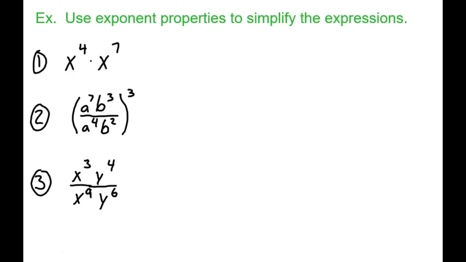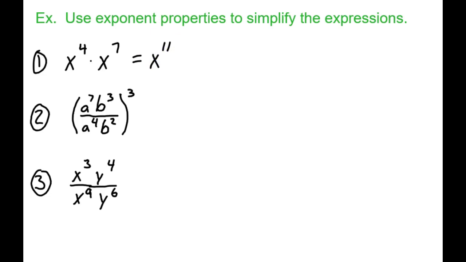Now we're going to go through a few examples applying those various properties we just went through. Okay, so the first one, we have x to the 4th times x to the 7th. This is going to be that first property we talked about, the product of powers. If our base is the same, which it is in this case, x, then to write this as one, we just have to add our exponents together. So this would simplify down to x to the 11th power.